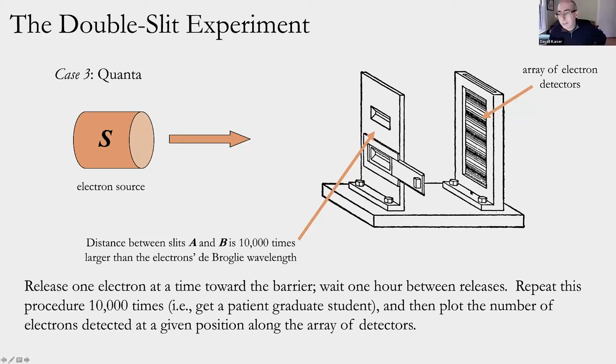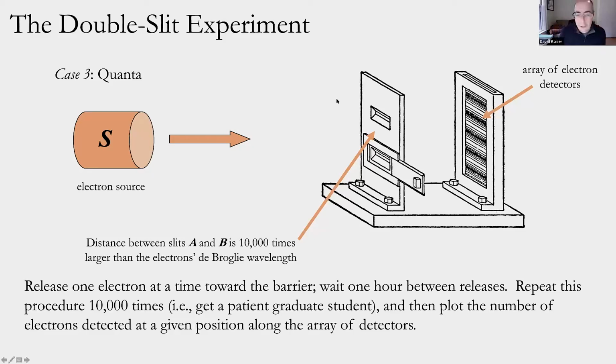And then behind the wall with two slits, we have an array of very closely spaced electron detectors. And so we can measure with very good resolution where electrons are detected as a function of position along this kind of backstop, this array of detectors.